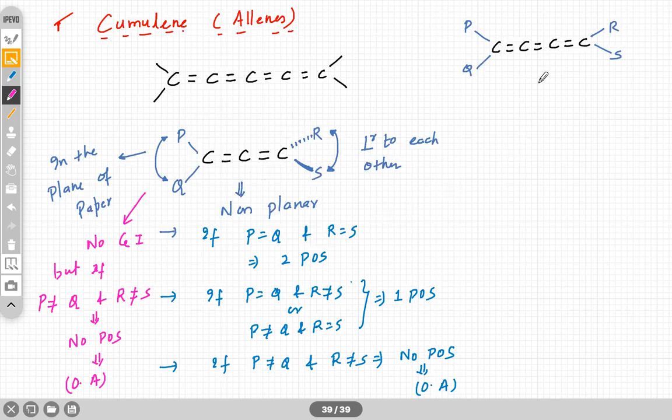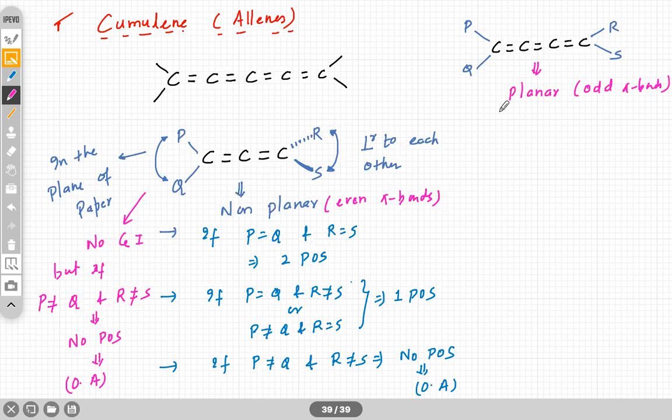Okay, now when you have an even number of pi bonds, cumulenes are non-planar. Simply you can sum up this. Even pi bonds, non-planar, no GI, show optical activity if these four groups are different. If you have an odd number of pi bonds present, then it is planar. It is a planar molecule. Odd pi bonds, it is planar.